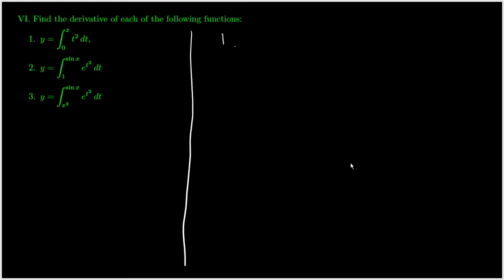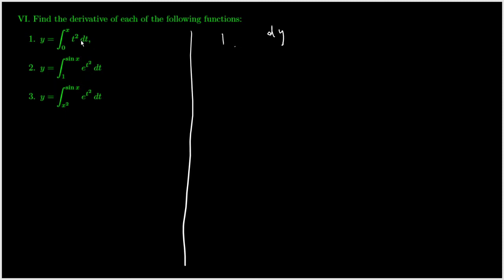Now for question one, in the questions we are going to compute the derivative of each of the following functions. You just remember when the upper limit is the independent variable, the derivative of the upper limit function is given by the integrand. All you need is to replace the integrand t with x. Now for question one, it's straightforward.